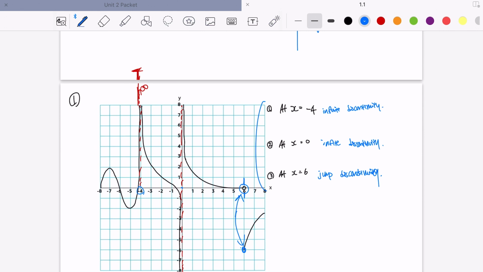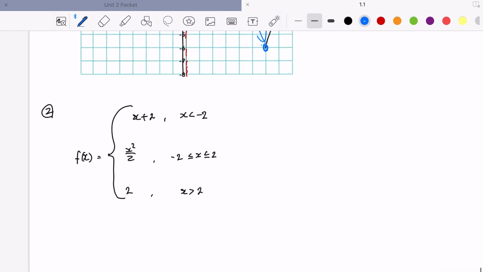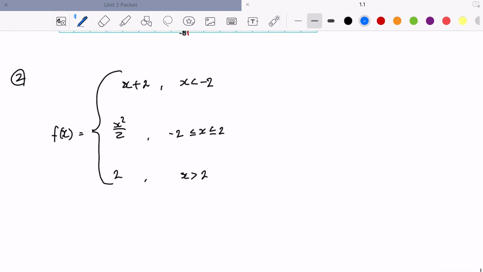So you have to know how to solve this not only by graph but also algebraically. So I prepared another question for you. Using the definition of continuity at a point, discuss the continuity of the following function. Pause it and try first, and then we'll talk about the answers. Okay, we'll start.